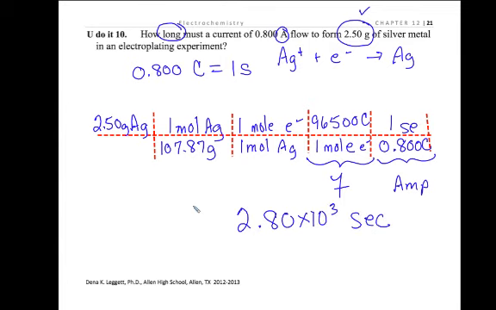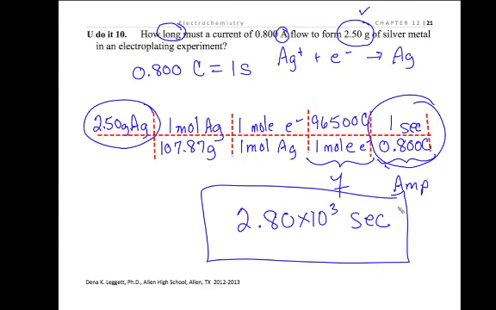What that means is that if I want to plate out 2.50 grams of silver and I set my power supply to that many amps, I would have to run my cell for that many seconds in order to get 2.50 grams of silver to plate out.